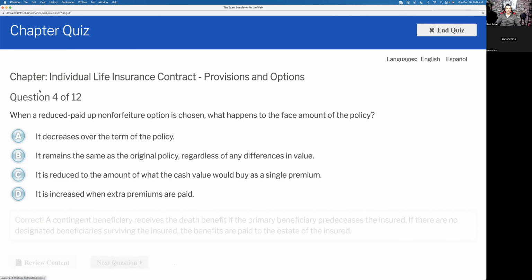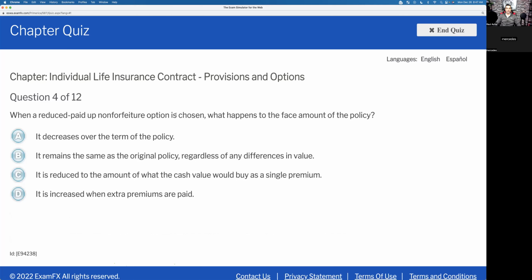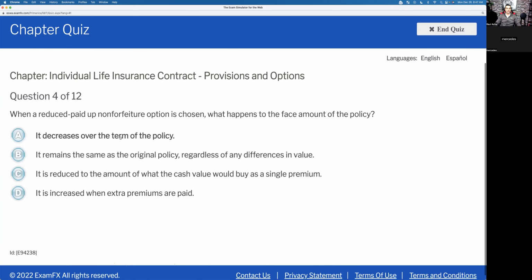One more and we're done, okay? When a reduced paid-up nonforfeiture option is chosen, what happens to the face amount of the policy? Reduced means the coverage is reduced. Paid-up means it's paid up to age 100. So the face amount is reduced, because it says right there, reduced. It is a reduced amount that the cash value could buy in a single premium until age 100.